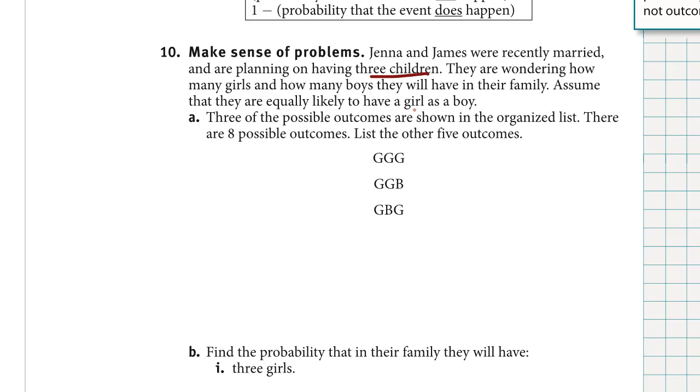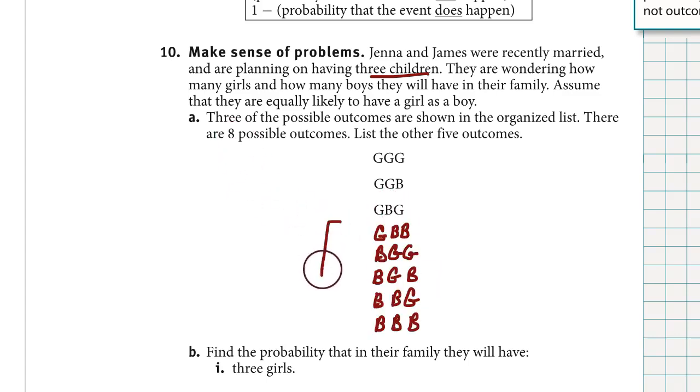Making a list of outcomes and using letters of the alphabet to abbreviate things is a common skill when working with probability. So in the list, GGG means all 3 of their kids are girls. GGB means the first 2 kids were girls and the 3rd child was a boy. This question asks us to list the other 5 outcomes. So I'm going to pause the video for you to do that.